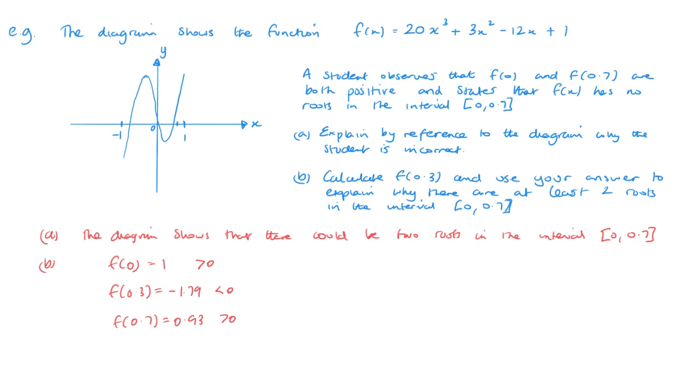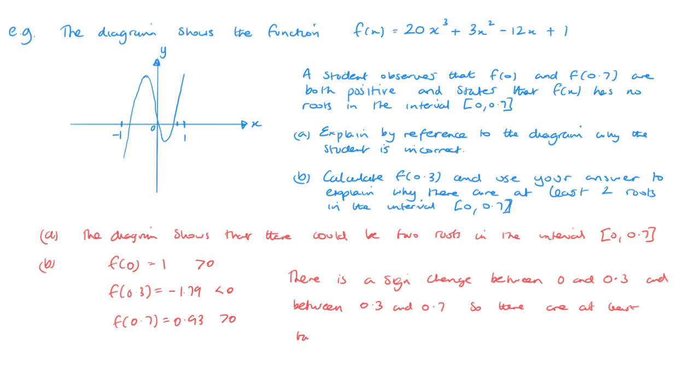There is a sign change between 0 and 0.3 and between 0.3 and 0.7. So there are at least two roots in the interval 0 and 0.7. Okay, so I'm just writing it as an inequality interval instead of the other one up here.